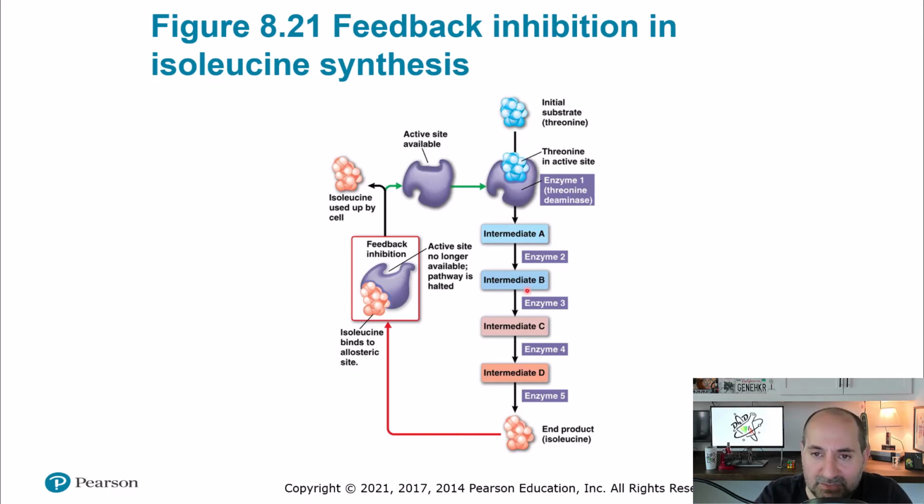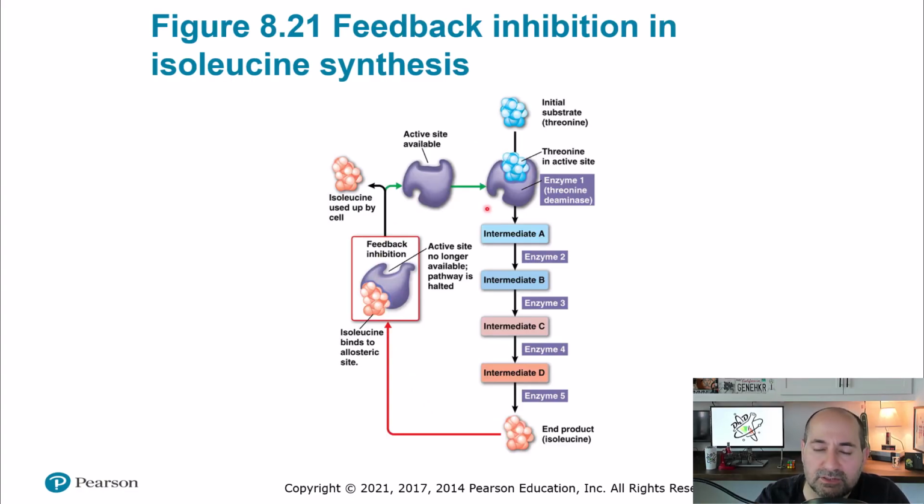So what happens? The end product, which is isoleucine, not only will the cell use isoleucine to make proteins, but isoleucine can also serve as the very inhibitor. It is the inhibitor to enzyme 1. It can feed back. That's where the feedback comes in. This product feeds back, binds to the enzyme 1, shutting off enzyme 1. Isn't that neat? The very product of this metabolic pathway can feed back and shut off this pathway.